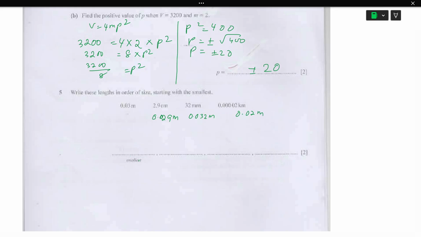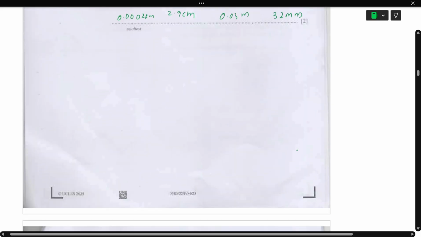So we'll arrange them now. This is the smallest one. This is first, this is second, next third, and fourth. So we'll arrange from smallest to biggest. So 0.0002 kilometer, and the next one 2.9 centimeter, and the next 0.03 meter, and 32 millimeter. Okay, so we move on.